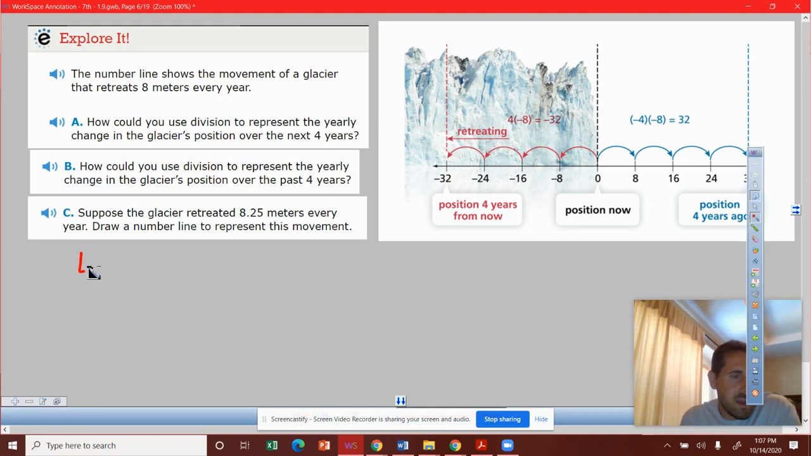So if I'm in my comp book, I put "explore it" down. Whoa, sorry, eraser came and attacked it.